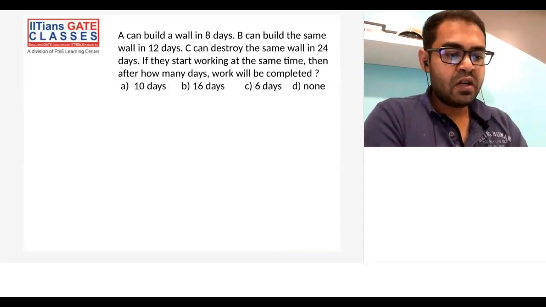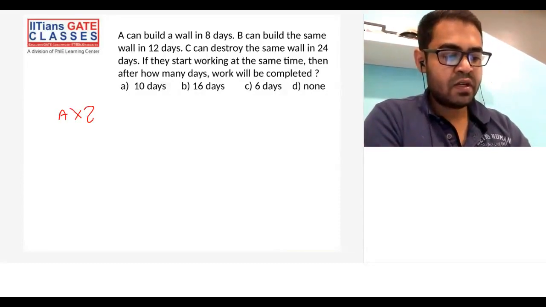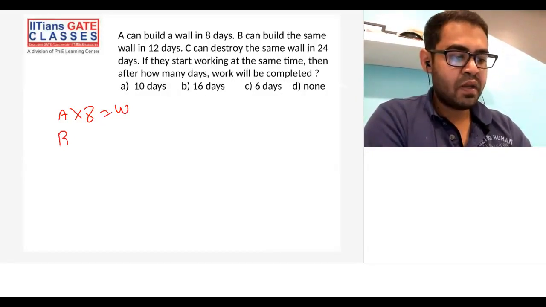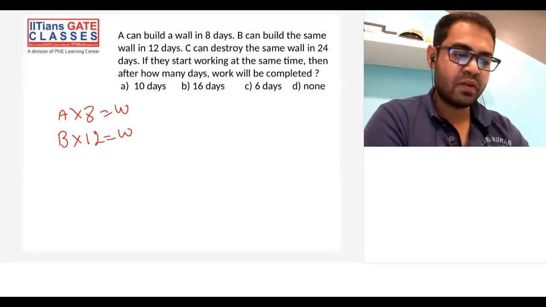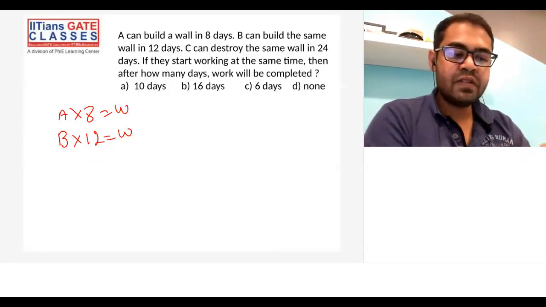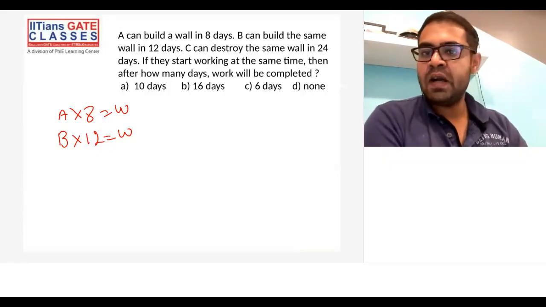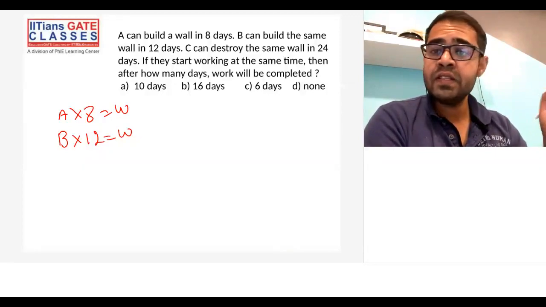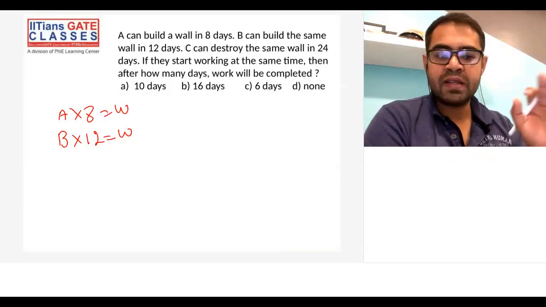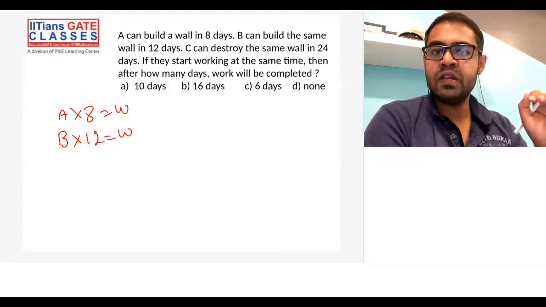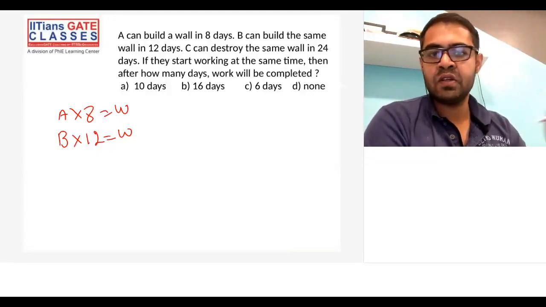Fine. A can build a wall in 8 days. So that means A times 8 is equal to W. Fine. B can build the same wall in 12 days. B times 12 is equal to W. Okay. C can destroy the same wall in 24 days. Now the difference between A, B and C is that A and B are building it. This is called positive work done. C is destroying it. C is doing the opposite thing as compared to A and B. So you'll say C is doing negative work. The work done by C is negative.